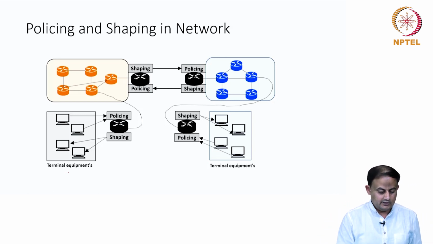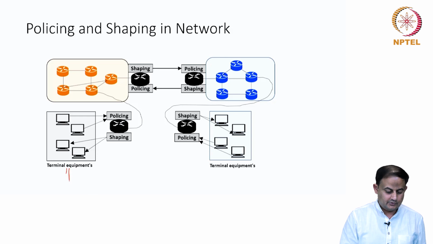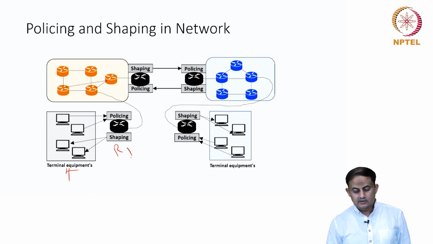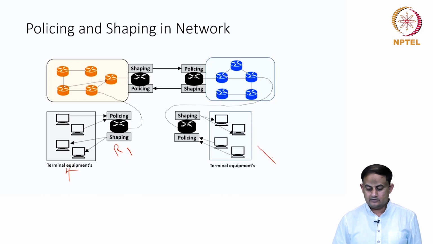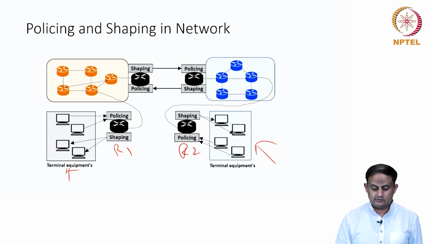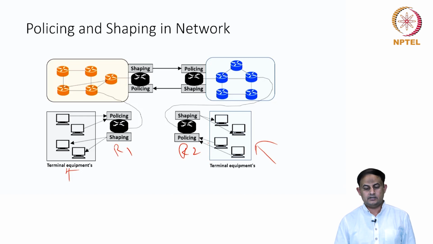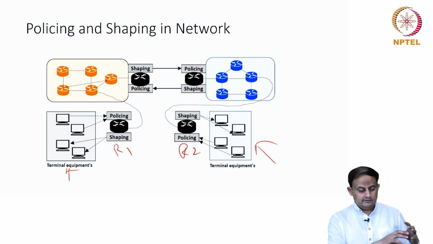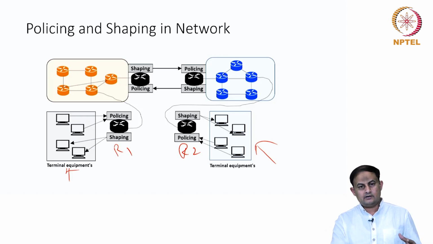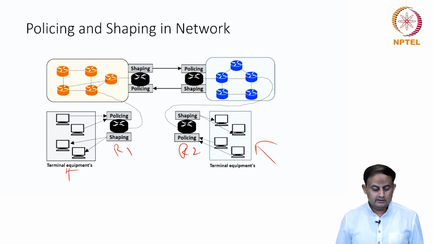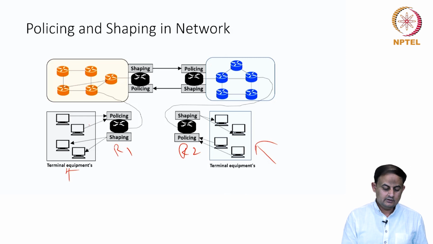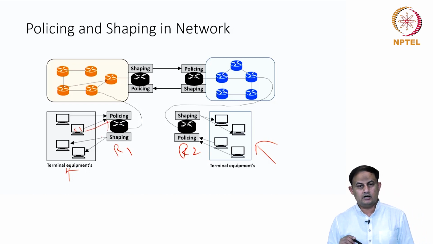What you see on this diagram is a bunch of computers connected to this router. Let me call this router R1, and a bunch of computers on the right hand side connected to this router, which I call R2. Any computer on the left hand side transmitting packets to computers on the right hand side goes through this router R1. Let me call this computer C1; C1's traffic is arriving at the router R1.